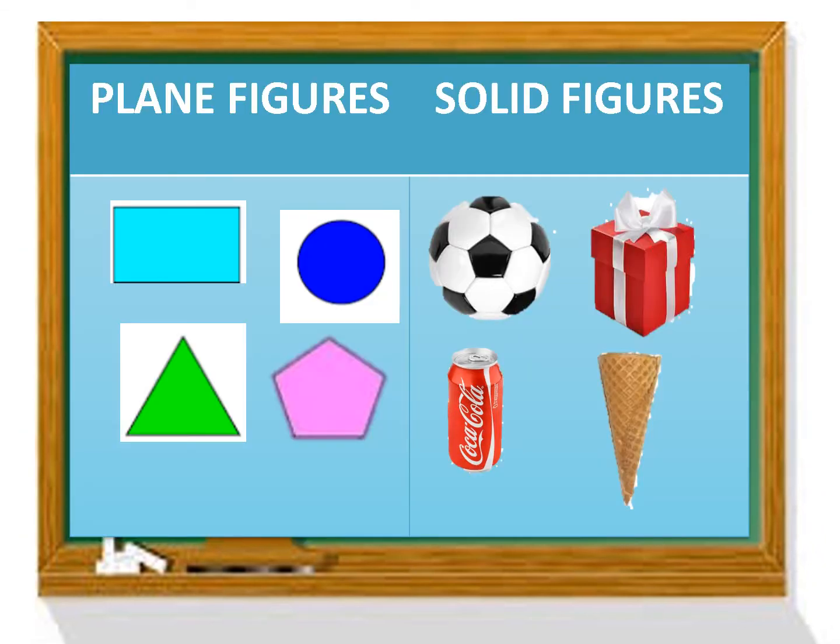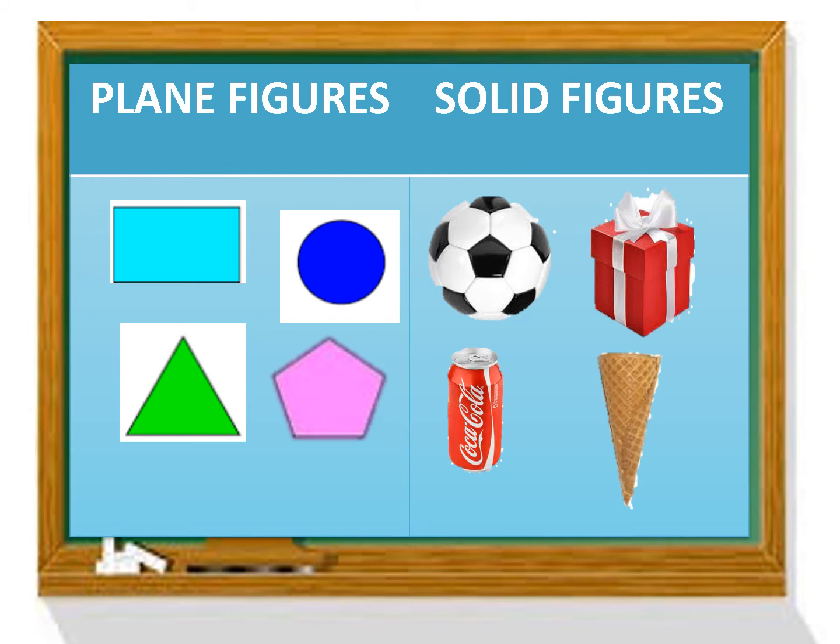Now let me see your answers, children. What are the objects under plain figures? We have rectangle, circle, triangle, and pentagon. These figures are two-dimensional figures. They have length and width.